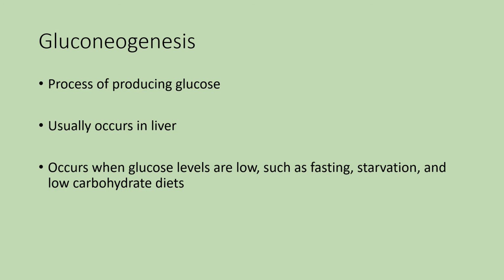Gluconeogenesis is the process of producing glucose, and this usually occurs in the liver. It will occur if glucose levels are really low and you're trying to bring those levels up. So why would glucose levels be really low? Well, if you're fasting, this will occur. If you're on a very low carbohydrate diet, this will occur. And certainly if you're in a starvation situation, then this will occur.